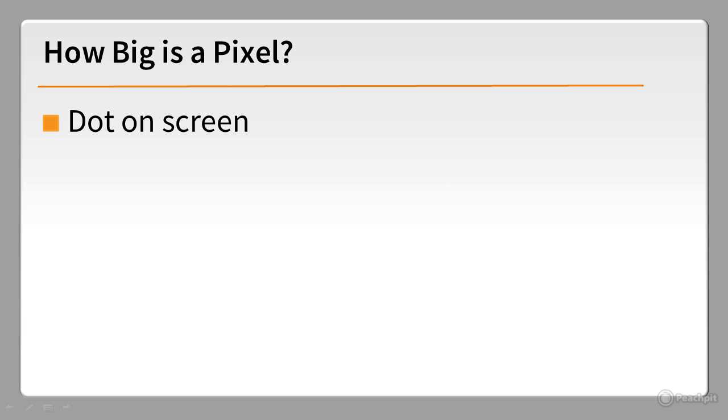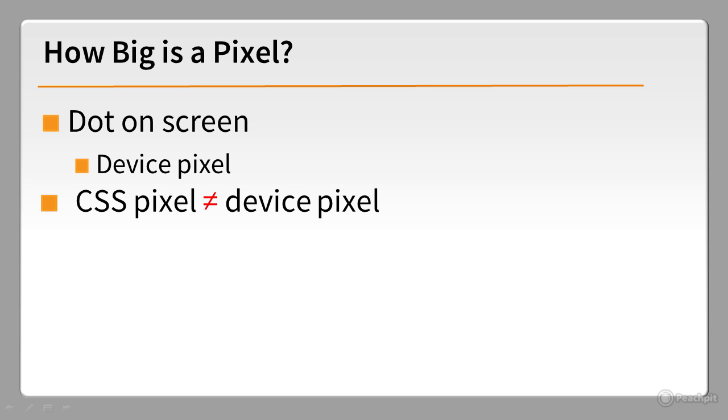Originally, a pixel meant one of the tiny dots that make up a computer screen. It still does, but the dots on modern screens have been getting smaller and smaller to improve the quality of pictures and text. So this type of pixel is referred to as a device pixel. This is an important distinction because the pixels used in CSS measurements are not the same as device pixels. If you think about it, this makes a lot of sense.